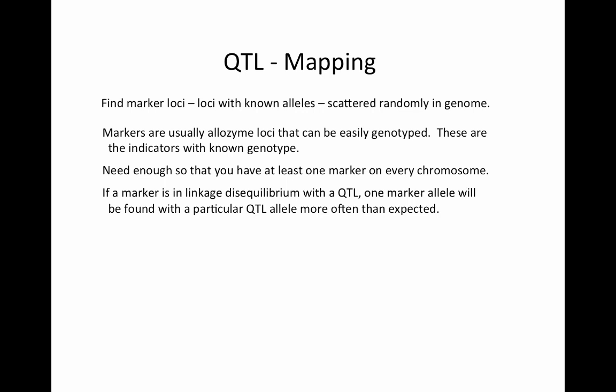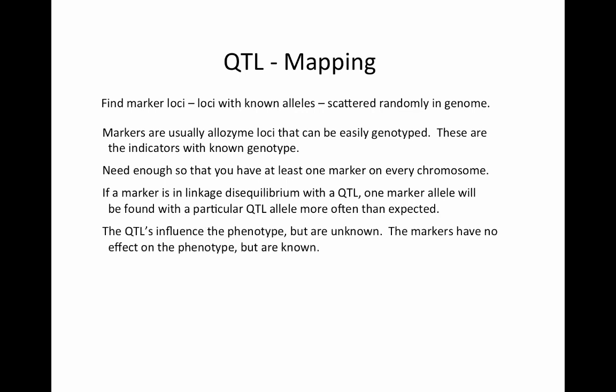That's the definition of linkage disequilibrium, right? So remember that it's a QTL that actually influences the phenotype. So the QTL is the unknown. You don't know where it is. You don't know what its genotype is. You can measure the phenotype, and you can measure the genotype of the marker. So it's the QTLs that influence the phenotype, but the QTLs are unknown.